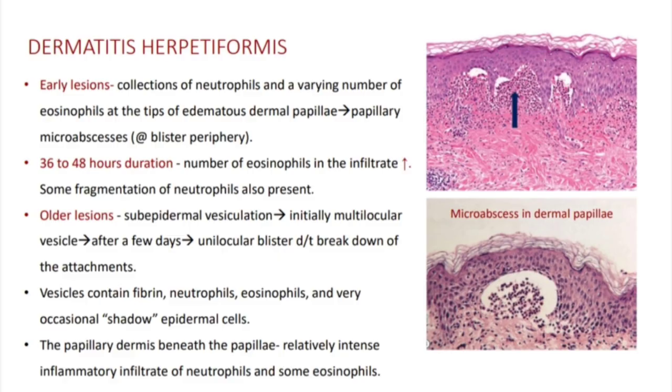The vesicles of DH may contain fibrin, neutrophils, eosinophils, and very occasionally shadow epidermal cells. The papillary dermis beneath the papillae shows a relatively intense inflammatory infiltrate of neutrophils and some eosinophils. So the image shows microabscesses in the dermal papillae in case of dermatitis herpetiformis.